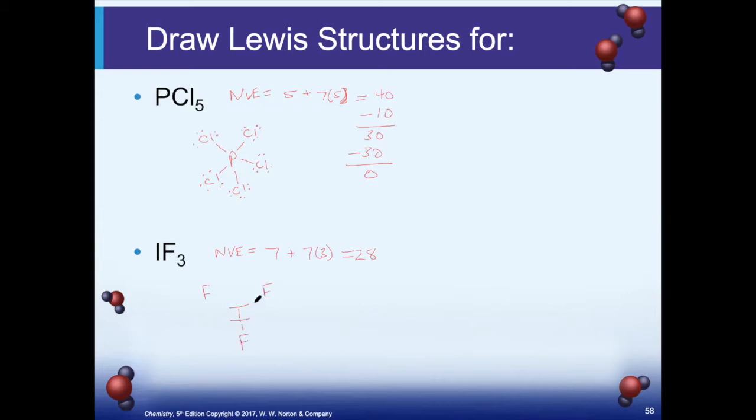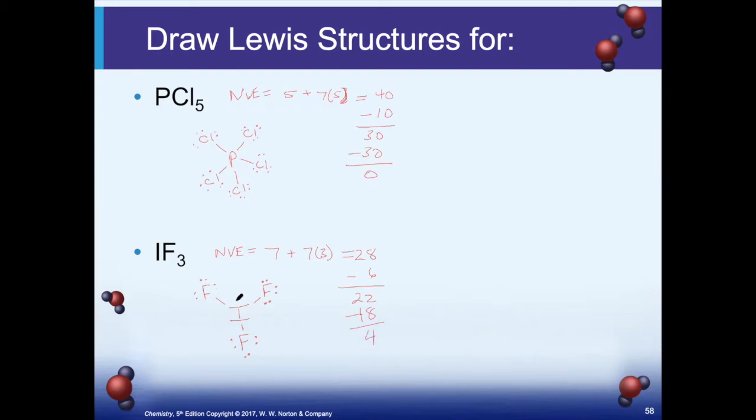And then I'll connect those atoms together. So that used up 6 electrons, 2 for each bond. So I have 22 left. And so now I'm going to give the fluorines their octet with lone pairs. Okay, so that used up 2, 4, 6 times 3, which is 18. So I use up 18 of the 22, so I have 4 electrons left over.